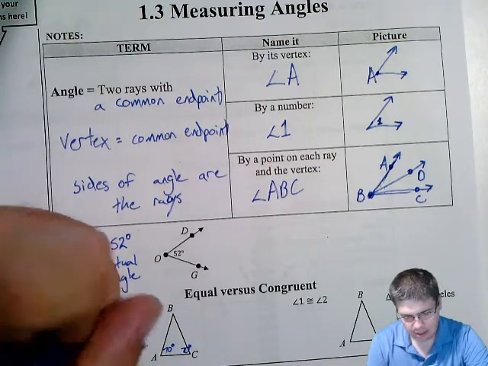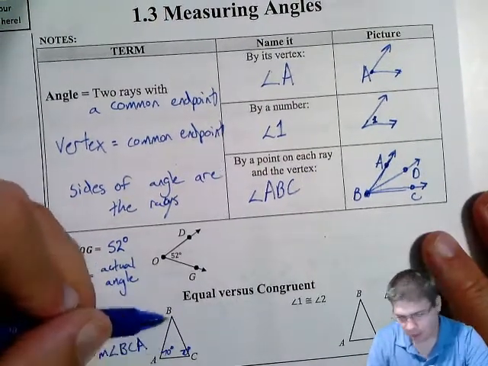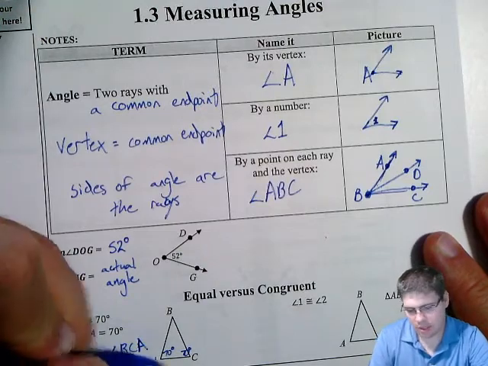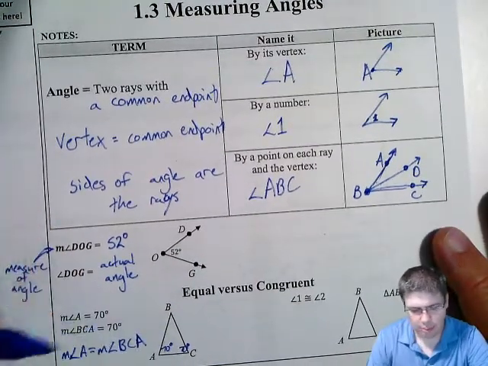And I got kind of weird labeling that one. You would usually stay consistent. You would call this angle C in that case, but I'm just showing you a couple of different ways it could be named.